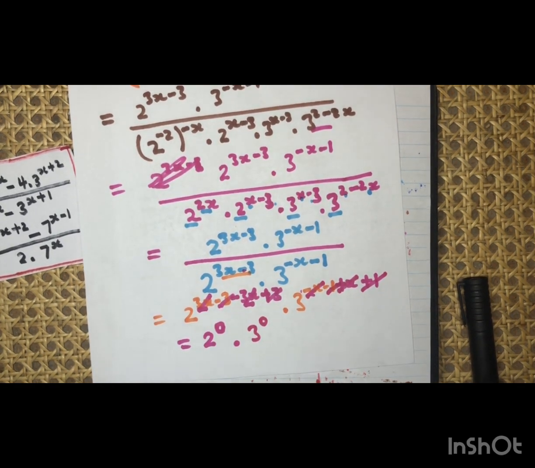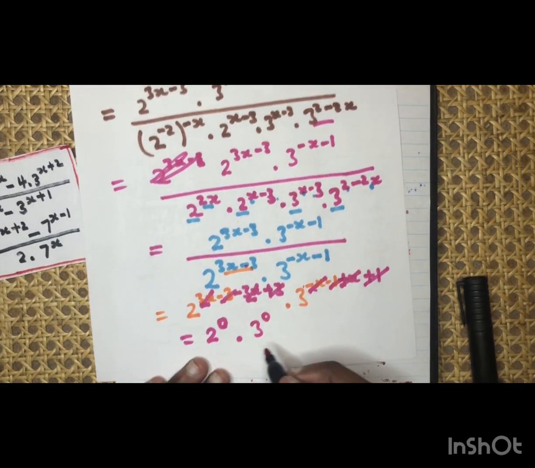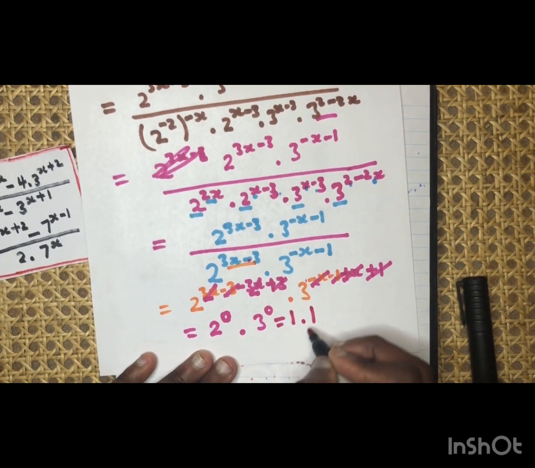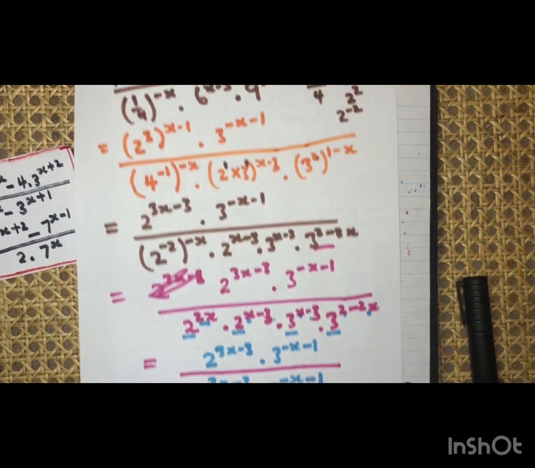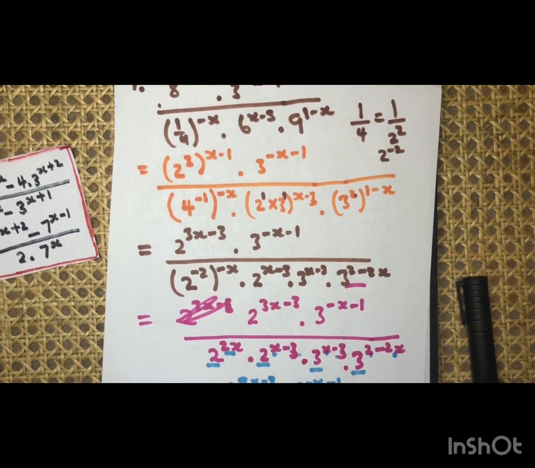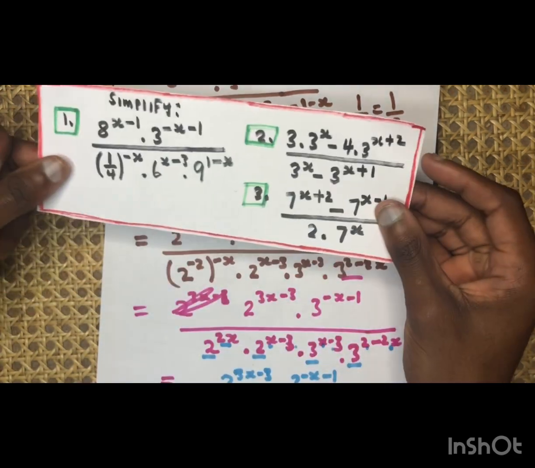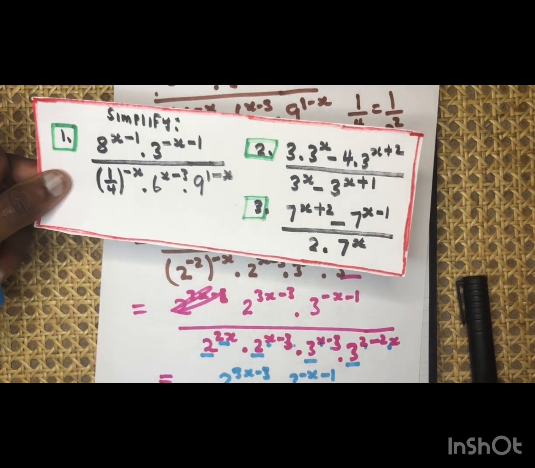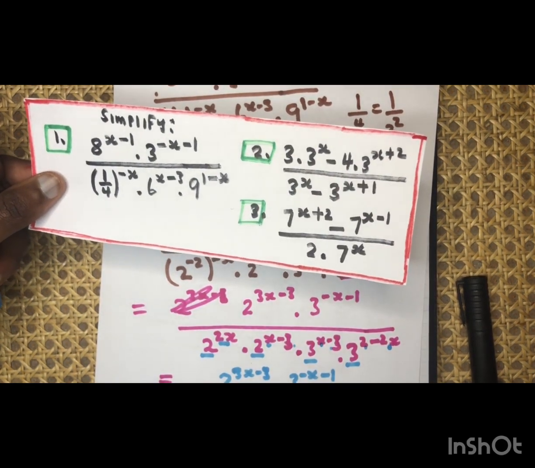Wow. Anything, guys, raised to the power 0 gives us what? 1. So now we can see this is 1. This is 1. So 1 times 1 is 1. That's your final answer. Okay? So, guys, this is your final answer. Remember, we said that, guys, you can take this one and try to do it on your own. We are going to do the next questions in the next video.